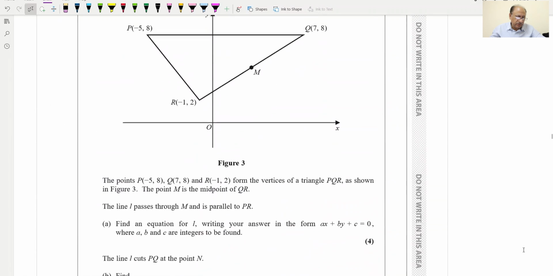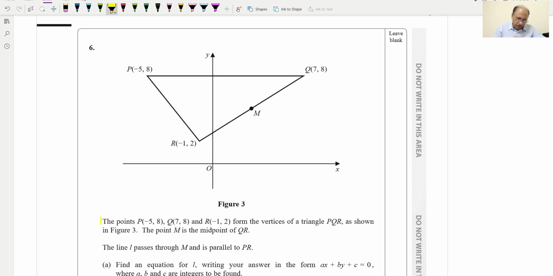Now we can move to question number 6. Question number 6 is: the points P, Q, and R form the vertices of the triangle PQR shown in the figure. This is P, this is Q, this is R. The point M is the midpoint of QR. The line L passes through M and is parallel to PR. So the line is passing through M and is parallel to PR. So if we roughly draw that line, parallel to this one will be which line? So roughly it will be this line. So this line is parallel to this one and passing through M as well.